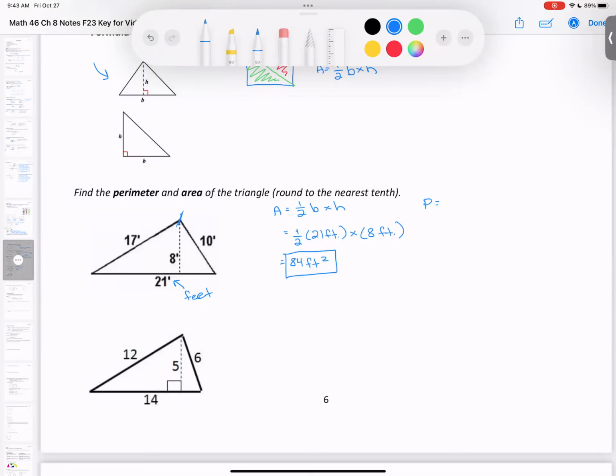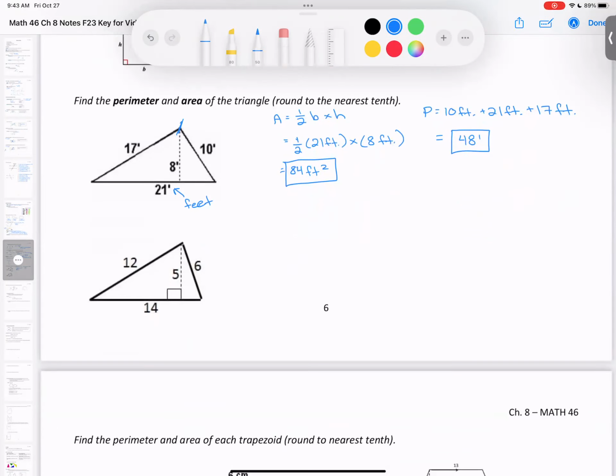Okay, so I'm going to start there arbitrarily, and I've got 10 feet plus 21 feet plus 17 feet. Okay, and so what does that give us? And so I get 48 feet. Or I could write FT, either way. Okay, so pause this video and try that next one.